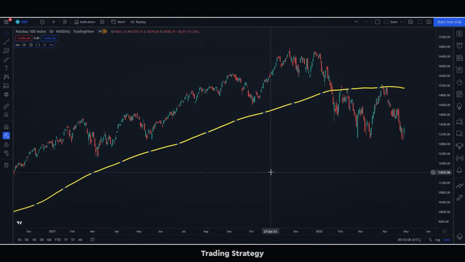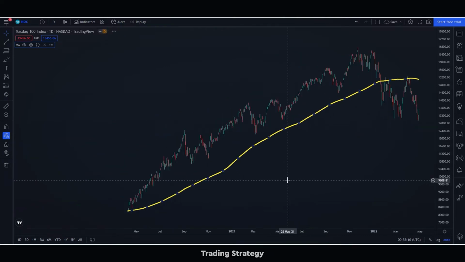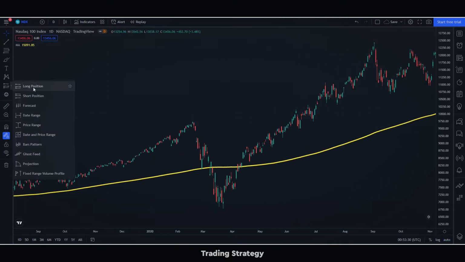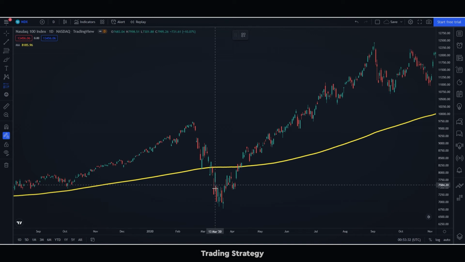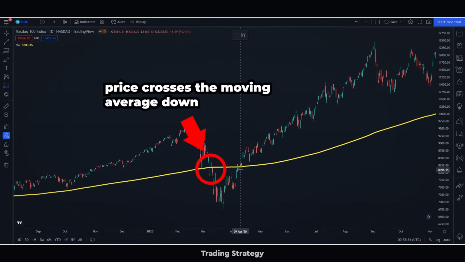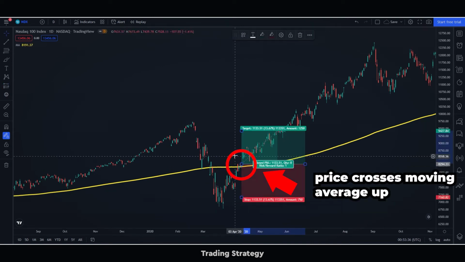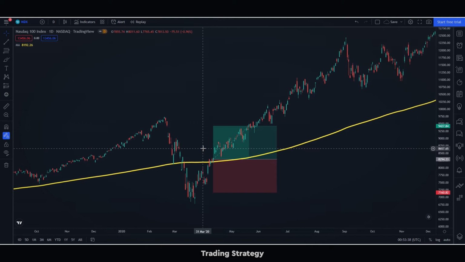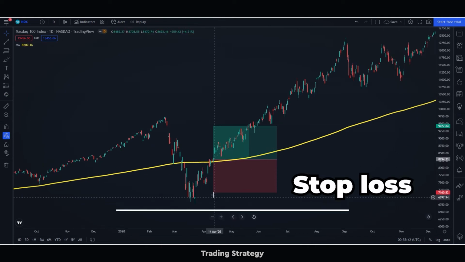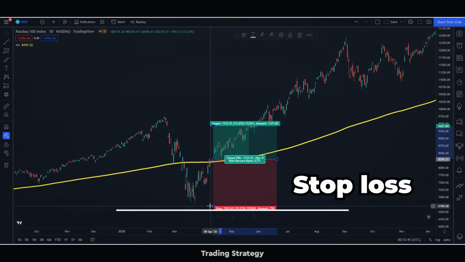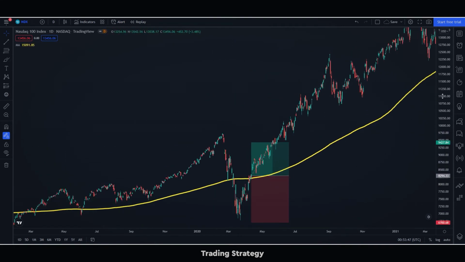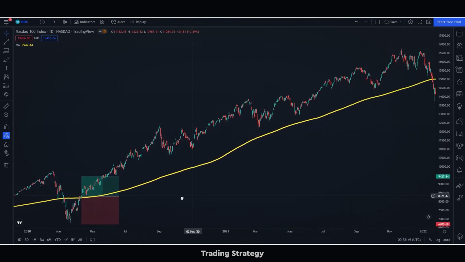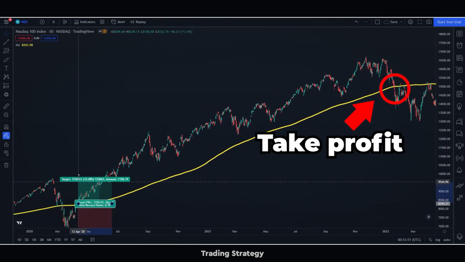We will have to look for uptrends and only uptrends, such as this one. To make a buy trade, we will wait for the price to cross the moving average down and then go back, crossing it up, at which point we will make the buy trade. We will put the stop below the last great low. And we will close the trade when the price crosses the moving average down again, as it could be in this case.